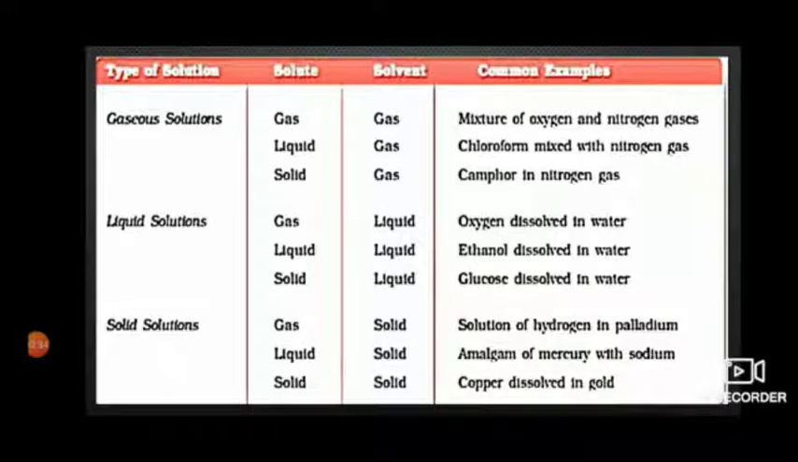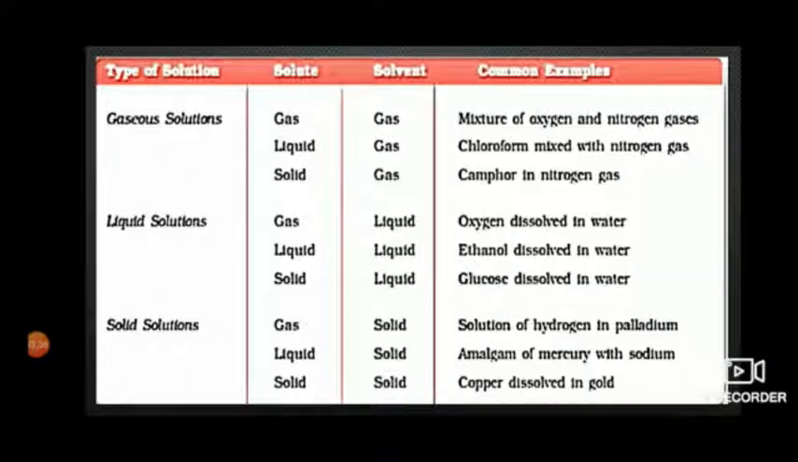In a liquid solution, a liquid acts as the solvent. For example, oxygen dissolved in water, in which water acts as a solvent. Ethanol dissolved in water and glucose dissolved in water, where water acts as a solvent.